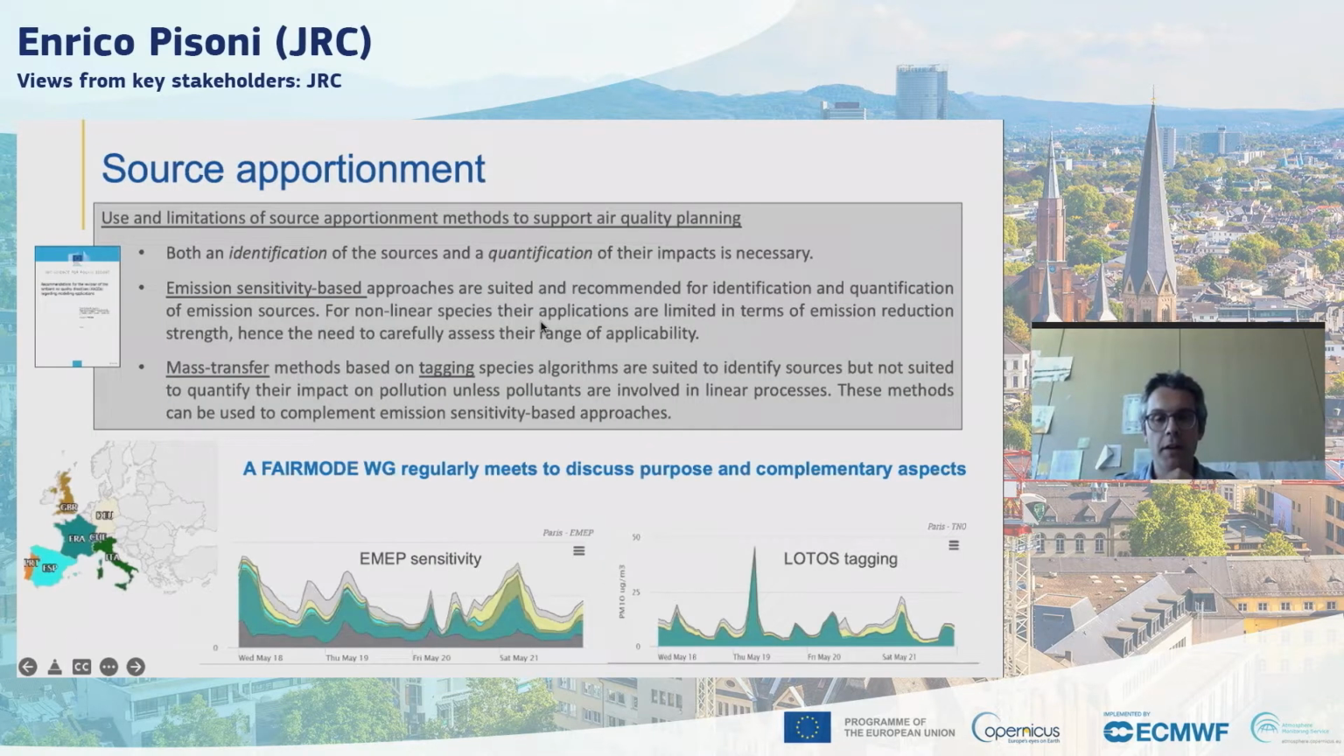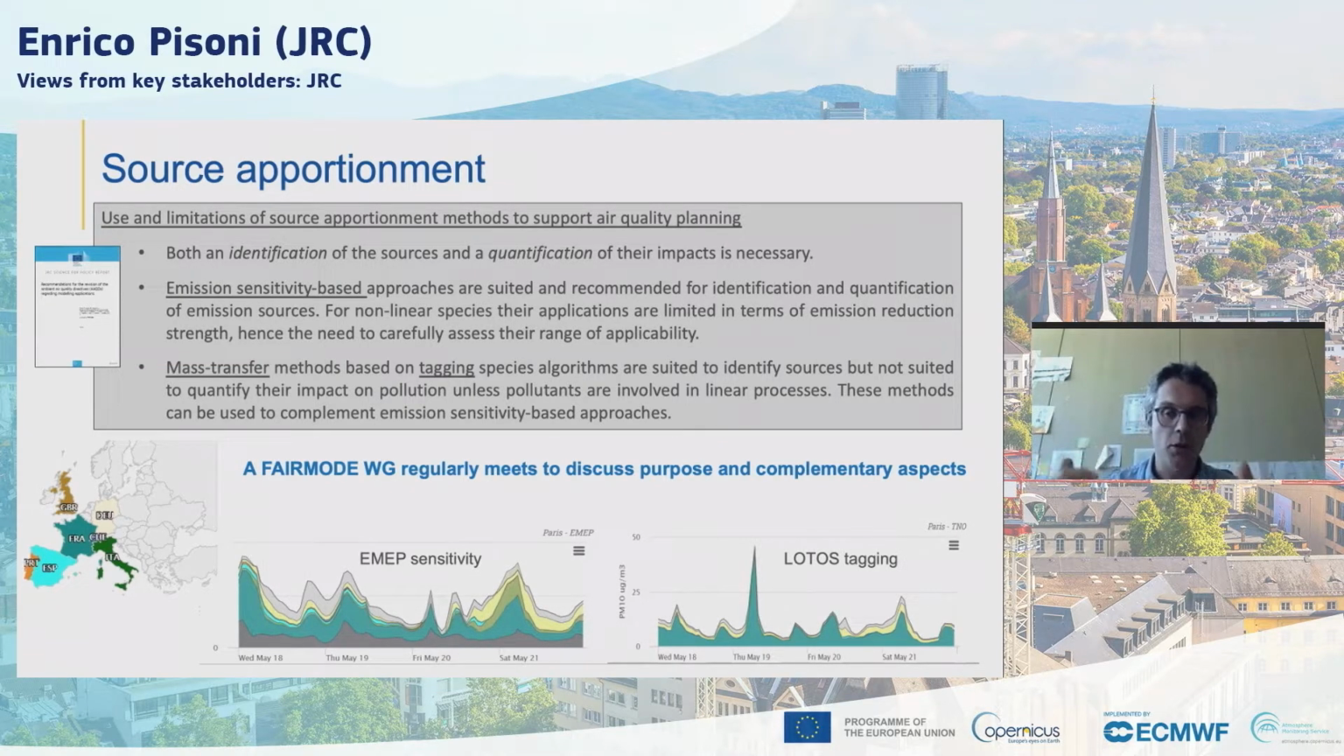Then we have another chapter on this recommendation document that we are going to publish soon. And it is about source apportionment. And here we try to understand which are the source apportionment methods. So here we are really looking at identifying the sources of pollution and to quantify the impact of this. And well, as I said, there are different available tools. And what we say is that the emission sensitivity-based approaches are the recommended one.